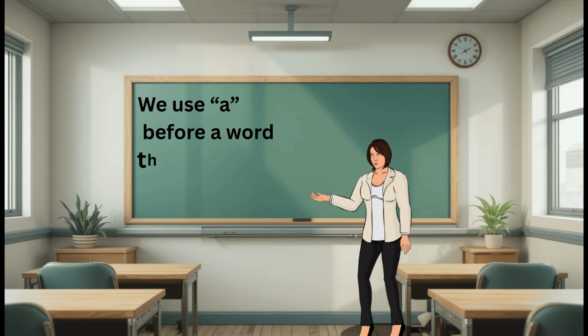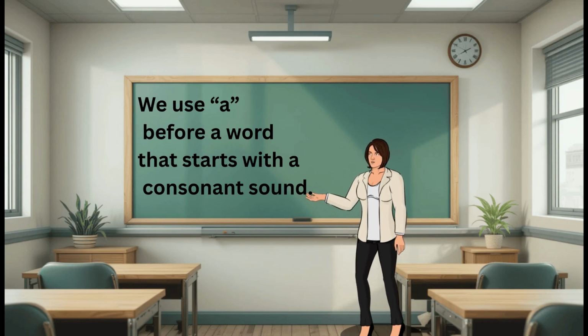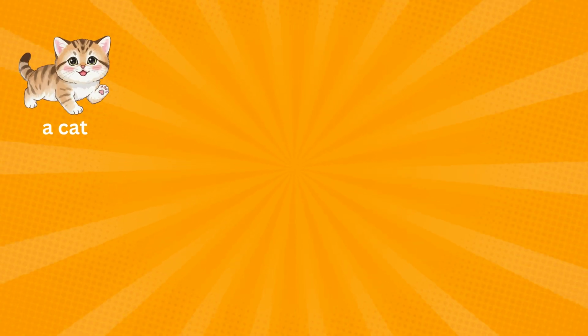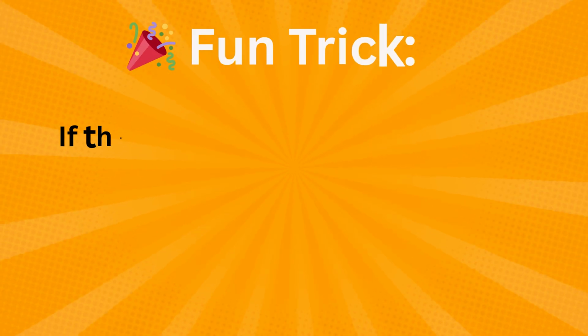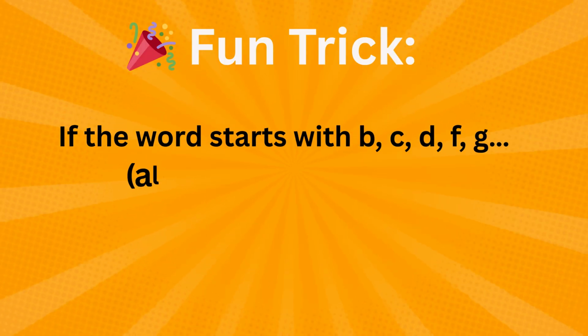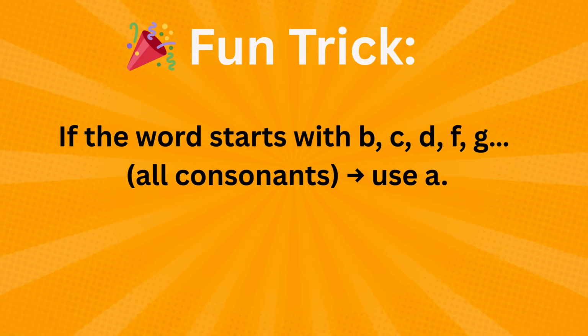We use a before a word that starts with a consonant sound. Examples: a cat, a ball, a dog, a car, a girl, a tree. Fun trick: if the word starts with B, C, D, F, G or any consonant, we use a.